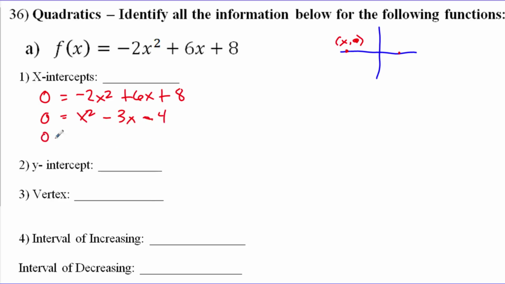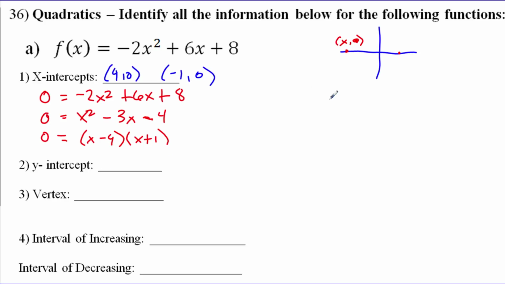Which for us, again, this is nice. This factors very simply into x minus 4 and x plus 1. And I would say I'm going to get 2 zeros out of this. I'm going to get a 0 at positive 4, so I'm going to say 4, 0, and negative 1, so my other x-intercept is negative 1, 0.